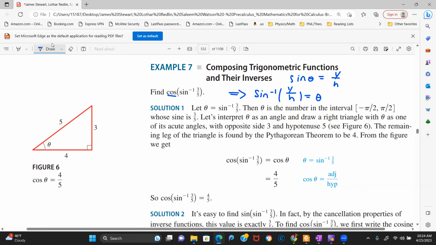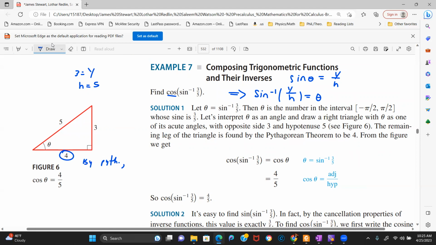When you take cosine inverse of the 3/5, the 3 is going to be your y, and the h is going to be your 5. So that's why you put a 5 here and a 3 here. Okay? So that ratio tells you what the sides are. And now, by the Pythagorean theorem, you can figure out this 4.